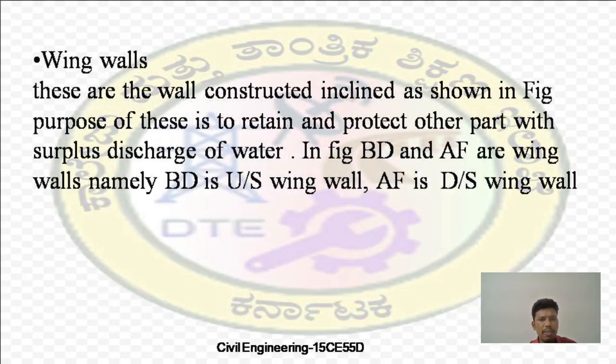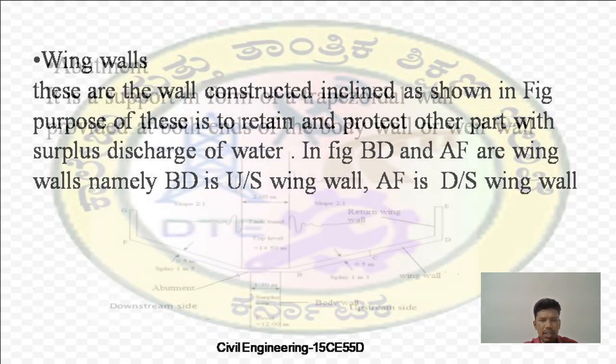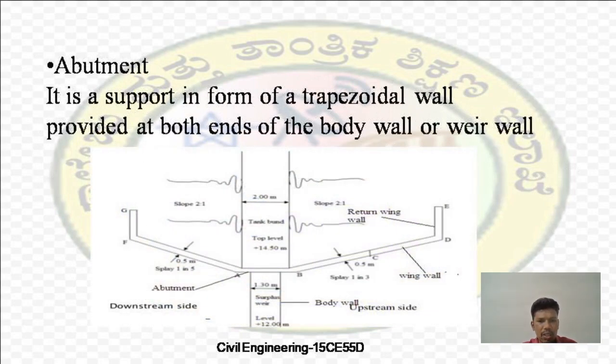Okay, wing wall. In the figure, wing walls: AF is a downstream wing wall and BD is an upstream wing wall.